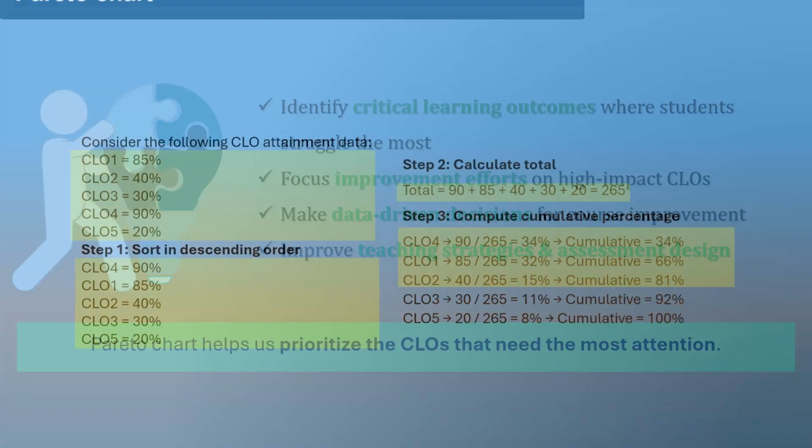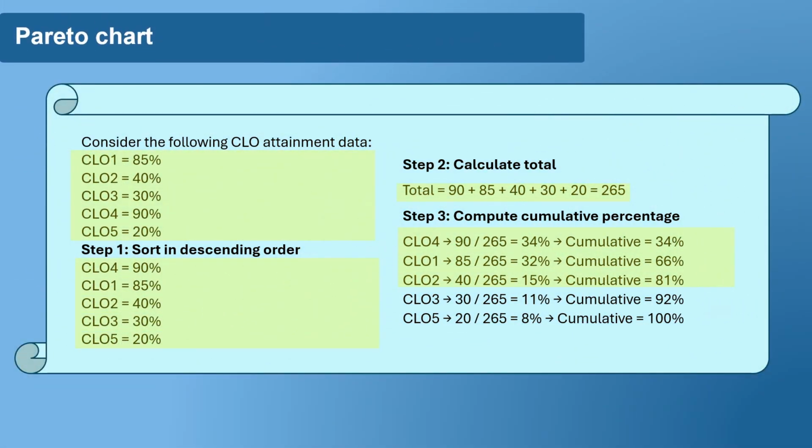Consider the following CLO attainment data, like we have CLO1 as 85%, CLO2 as 40%, and so on. So the first step is to sort it in descending order. So we have now CLO4 at the top with 90%, then CLO1 as 85%, and so on. Then we have to calculate the cumulative percentage. So let's first calculate the total.